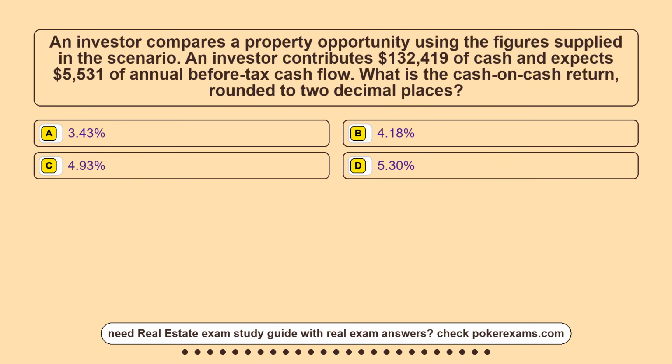Option A, 3.43%. Option B, 4.18%. Option C, 4.93%. Option D, 5.3%. The correct answer is option B, 4.18%.